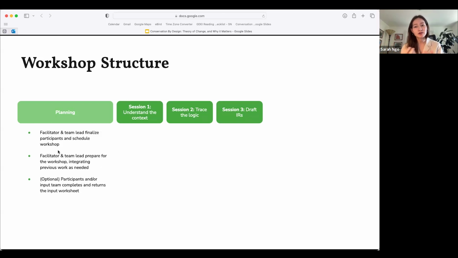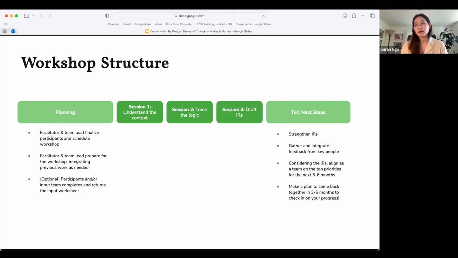And then finally, there's this optional element of the module where participants for the workshop or a larger input team that can't fully participate in the workshop but want their voices heard in the theory of change can fill out something we call the input worksheet, as a way of getting their opinions about what elements are important to include in the theory of change out on paper for the team lead and facilitator to integrate ahead of the workshop.